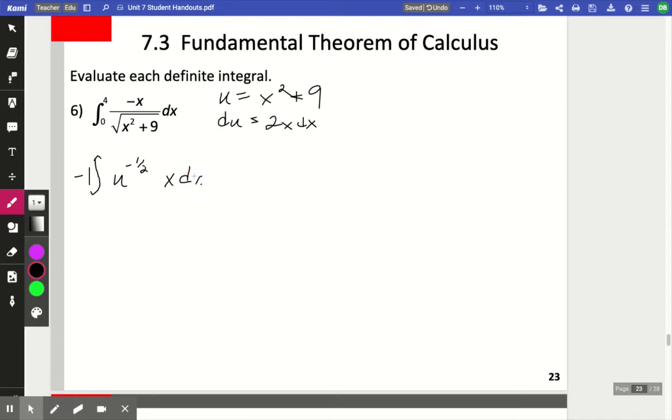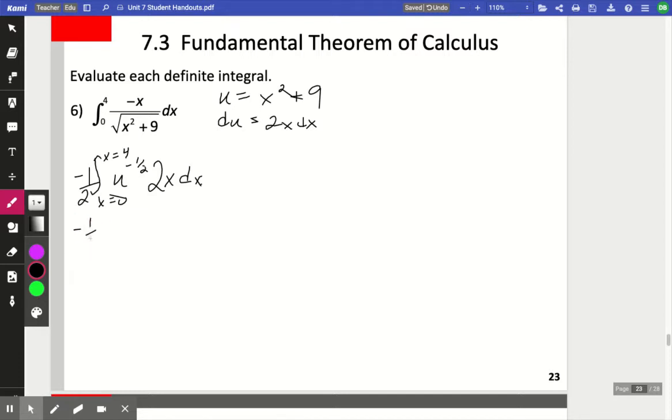Now it's also important to note that the integral is from 0 to 4. Remember, that is an x value, so x equals 0 and x equals 4. It's important that we put x equals to keep in mind that those are x values and not u values. So du is 2x dx, and that means I need a 2 with the x dx, and so I need to divide by 2 on the outside.